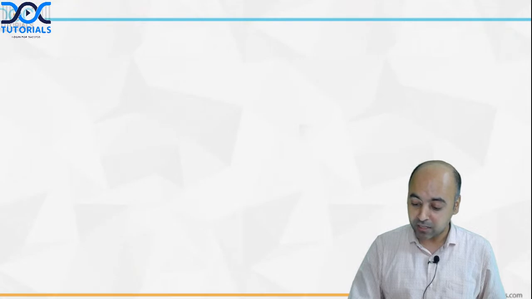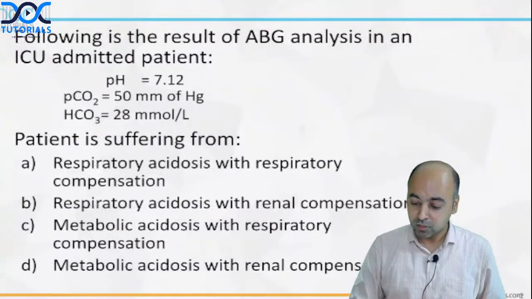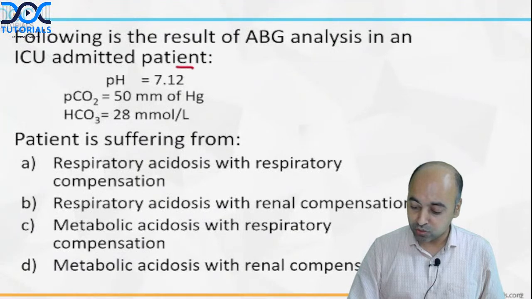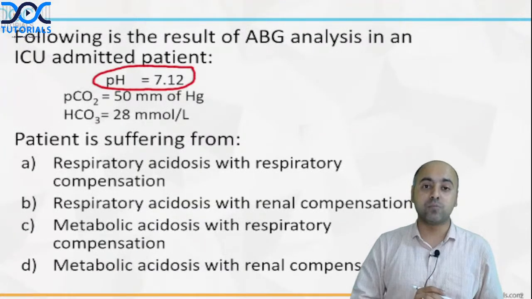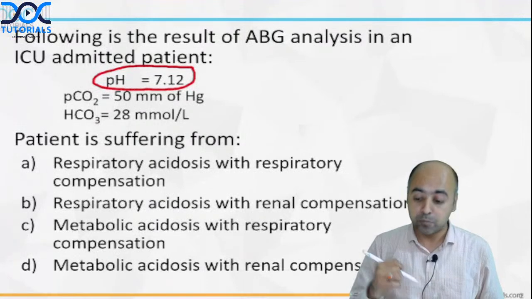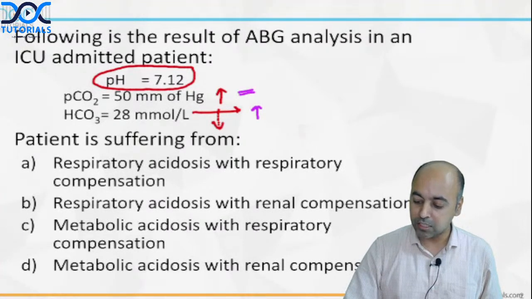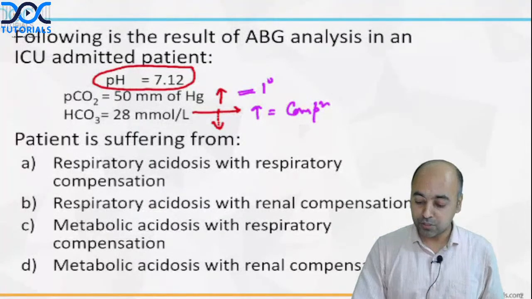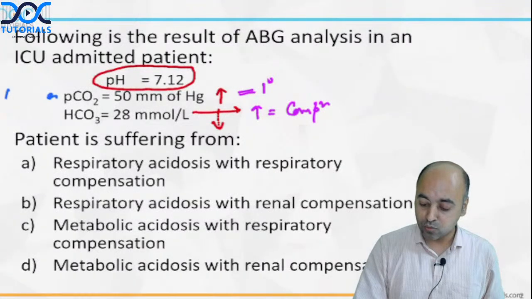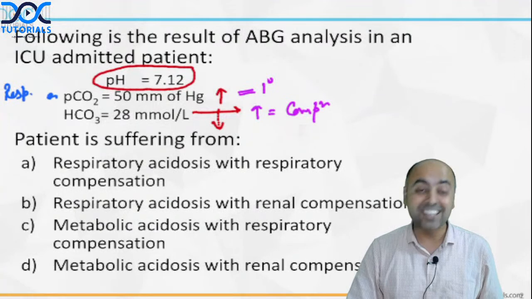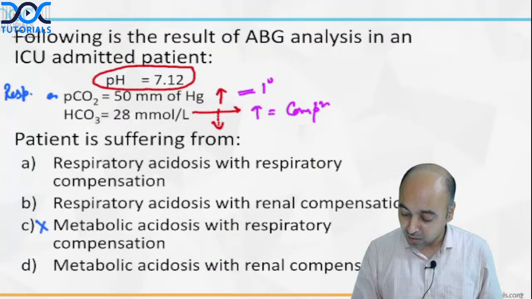If we go back to the question, here we can see acidosis is there. You can see pH is less than 7.4. In acidosis, PCO2 should be elevated. We can see PCO2 is elevated. Bicarbonate should be decreased, but here the bicarbonate is actually increased, meaning this is the compensation and PCO2 is the primary cause. PCO2 is relating to the respiratory system, so respiratory acidosis.